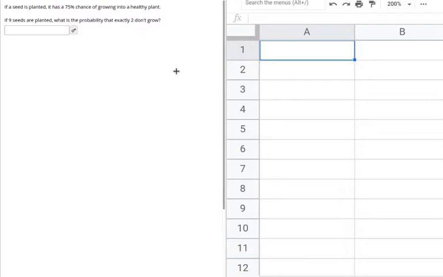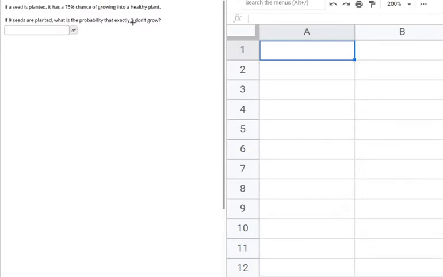Now, if you check that this follows a binomial situation, that is, check the 4 criteria, there's a fixed number of trials, each trial has the same probability, the trials are independent, and there are only 2 possible outcomes for each trial. That is, either a plant is going to grow into a healthy plant or it's not. This meets the criteria, so this is indeed a binomial situation.